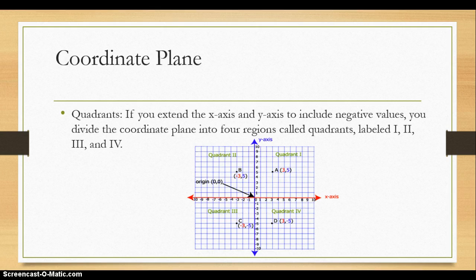So let's talk about a coordinate plane first. They have quadrants. So you can see right here, quadrant 1, quadrant 2, quadrant 3, and quadrant 4. Okay. So it says that if you extend the x and y axis to include negative numbers or values, you divide the coordinate plane into 4 regions called quadrants, labeled 1, 2, 3, and 4.